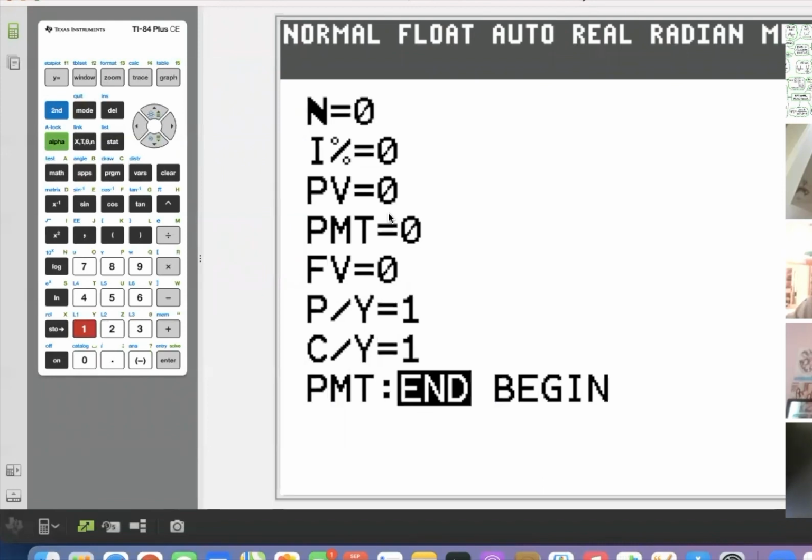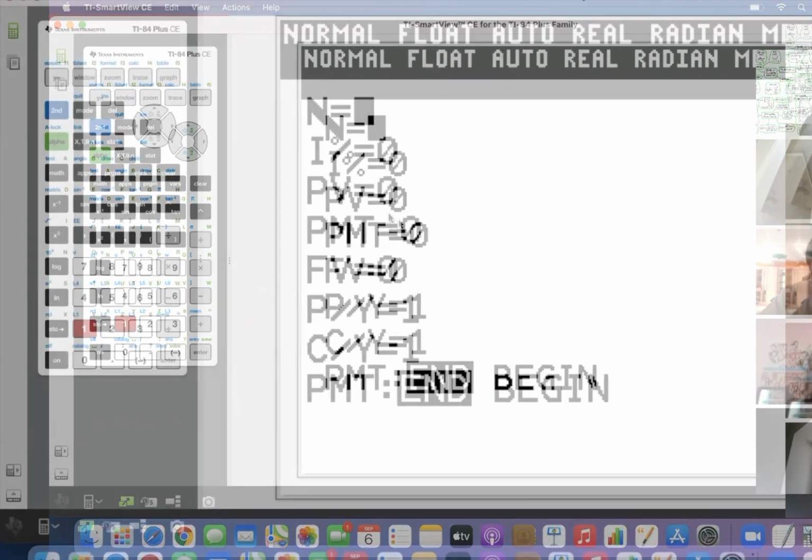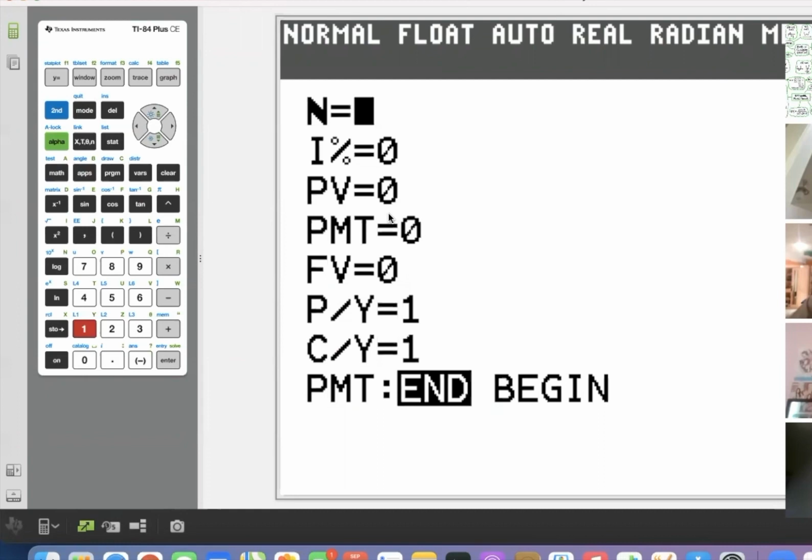The number of compounding periods, in your notes. I is your interest rate per year. PV is your present value. PMT is payment. Most of the interest payments are made at the end of the time period. FV is your final value or future value. P/Y means payments made per year, or number of payments per year. C/Y means number of compoundings per year.